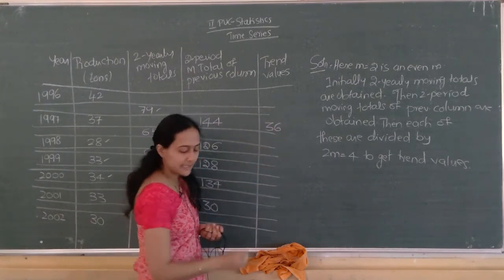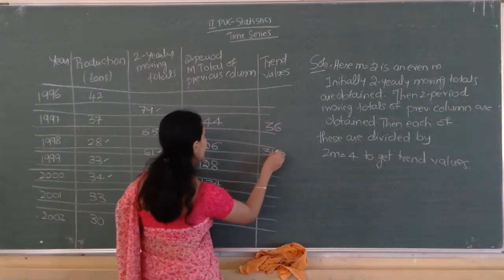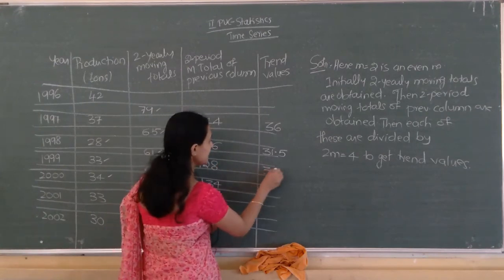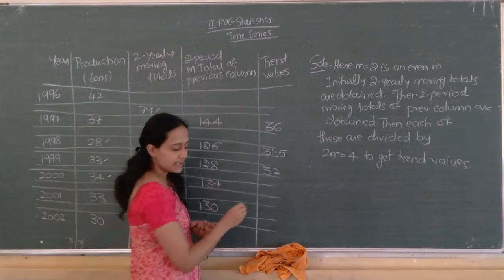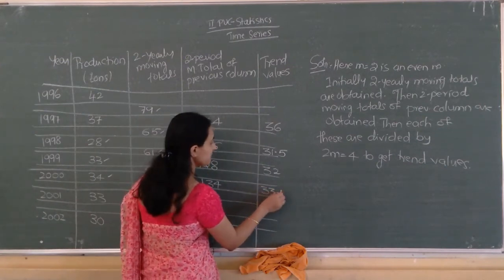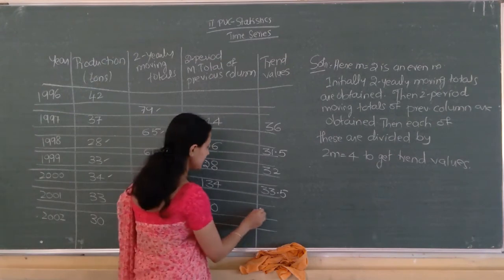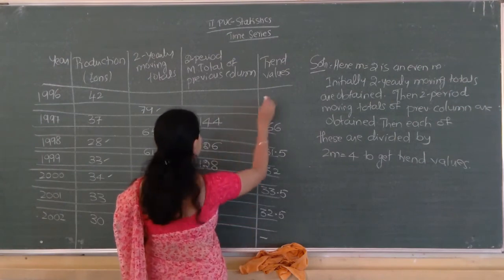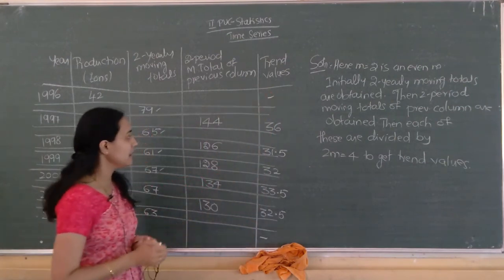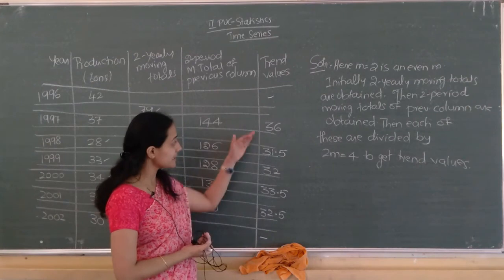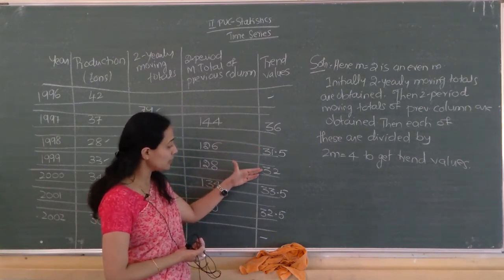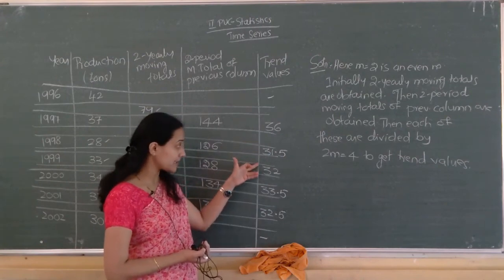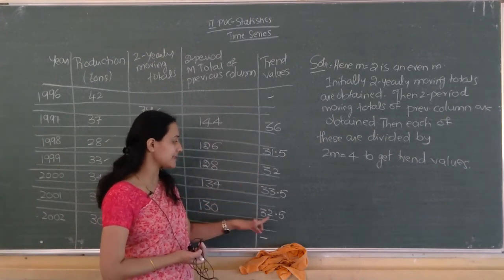Second one, 31.5. This one 128 divided by 4, that is 32. This one divided by 4, 33.5. And last one is 32.5. So here there won't be trend values for the first and last ones. Just see the observation. 36, 31.5, 32, again 33, again 30, means what? Once it increases, once it decreases, then again increased, again decreased, like that.